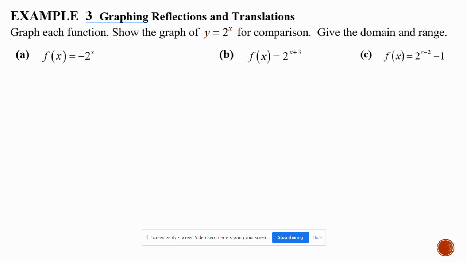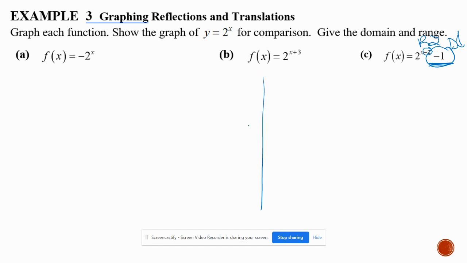Letter C. This negative 2 is a right 2 because, again, remember, x's are liars. They do the opposite of what they say. And then this negative 1 is a shift down 1. That also changes our asymptote and our range.